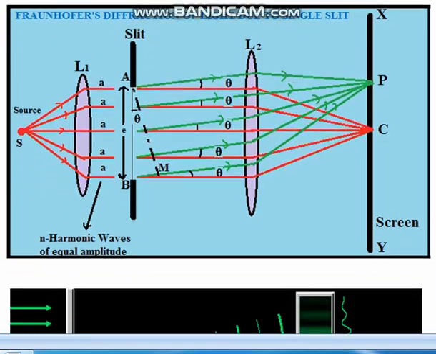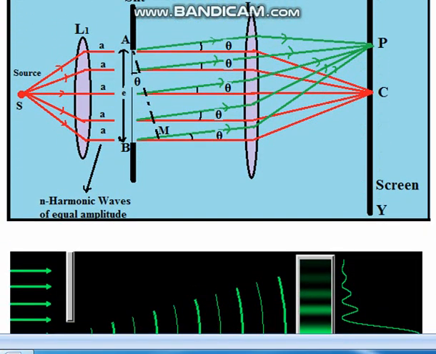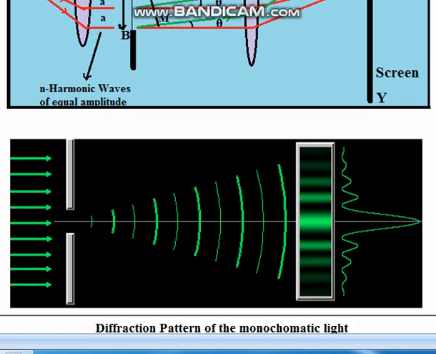Now let's see a simple drawing for this effect. There is a plane wavefront, and this is the opening, a single slit, and you can see that the light is diffracted more and more as we move from the slit towards the screen. And suppose there is a screen, so you can see an intensity distribution pattern on the screen.